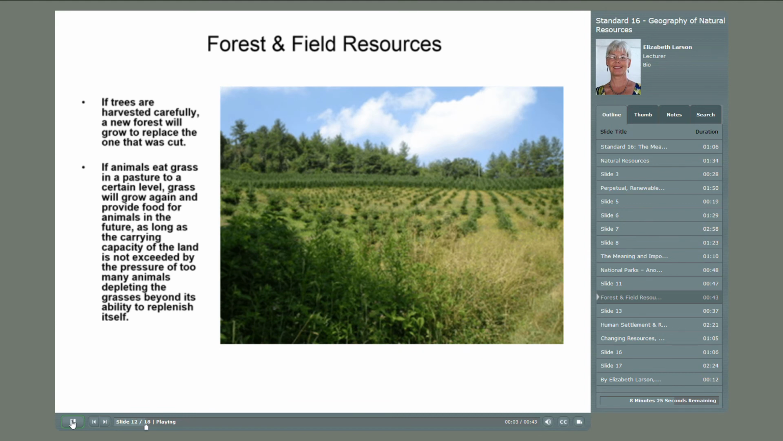Trees and forests are another example of a renewable or potentially renewable resource. If trees are harvested carefully and selectively, a new forest can continue to grow and replace the one that is being cut. If animals eat grass in a pasture to a certain level, grass will grow again and provide food for animals in the future, as long as the carrying capacity of the land is not exceeded by the pressure of too many animals depleting the grasses beyond their ability to replenish themselves.